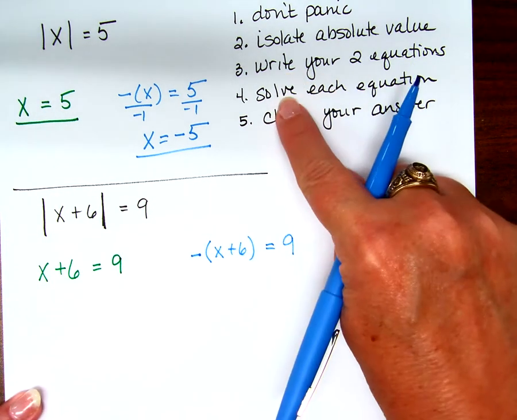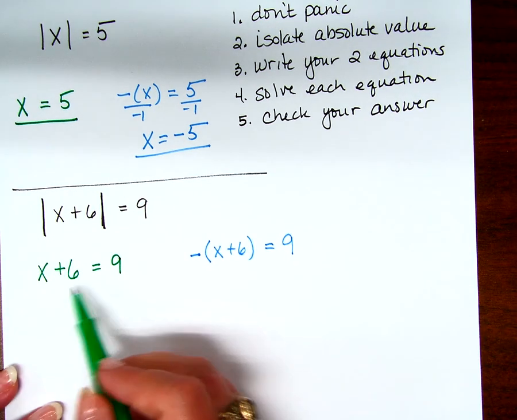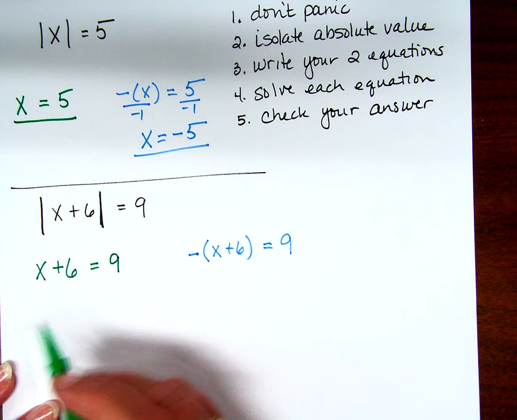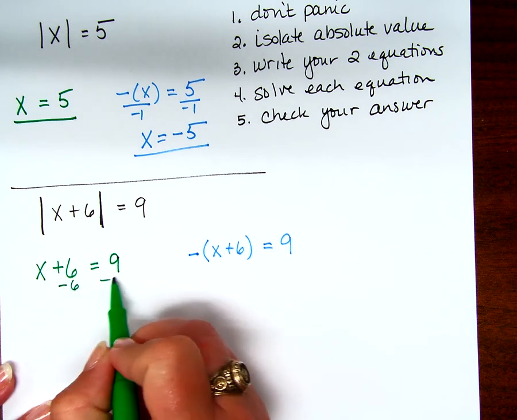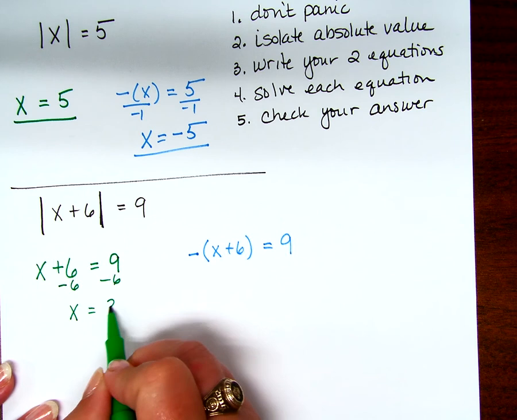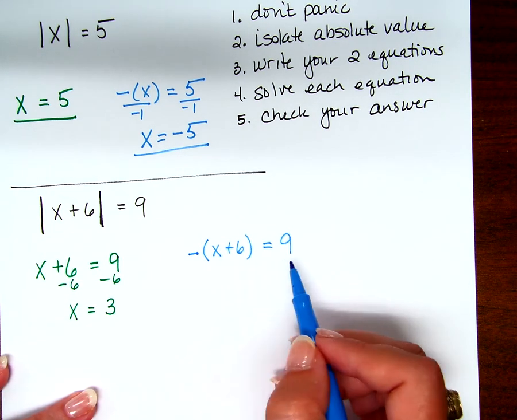Next step, solve each equation. Well, there's something to do here now, right? How do I solve for x? Subtract 6 from both sides. X equals 3. What do I do on this side over here?